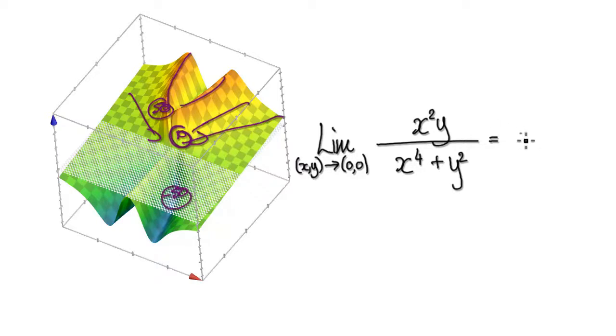So here the limit does not exist. For the limit to exist, no matter what direction you head towards, they must all head towards the same height in order for the limit to exist. Okay, so I will give you some more examples in the next video.